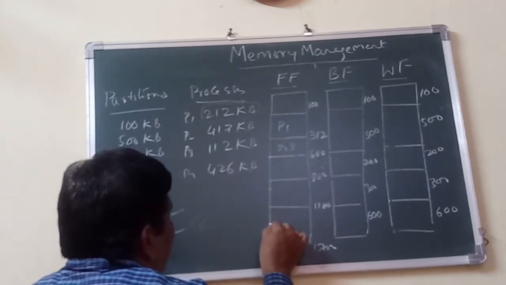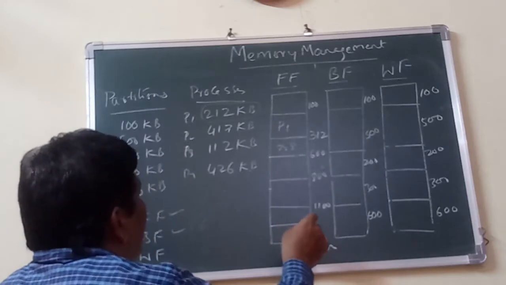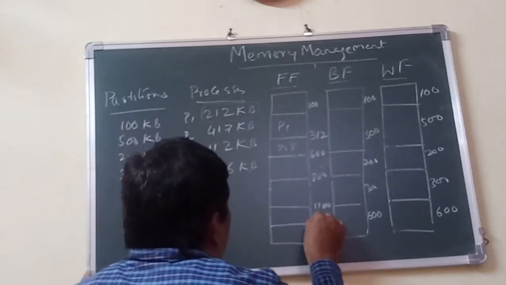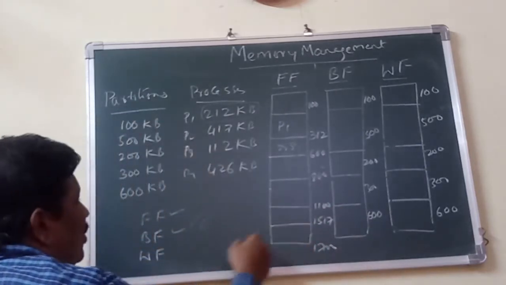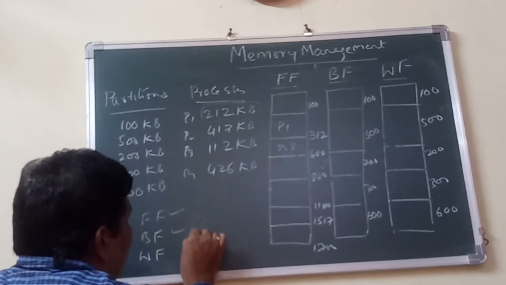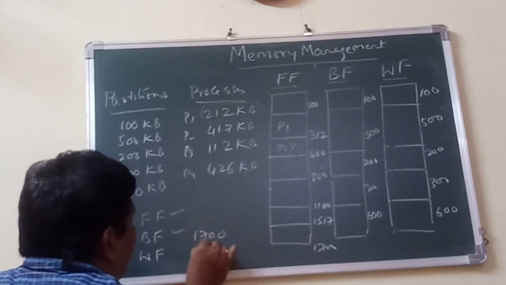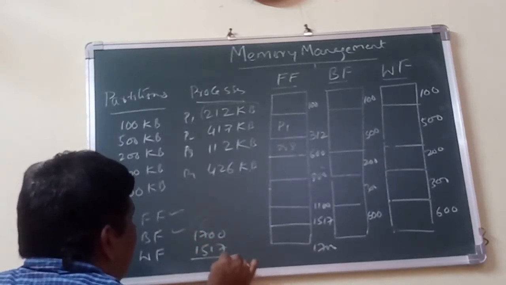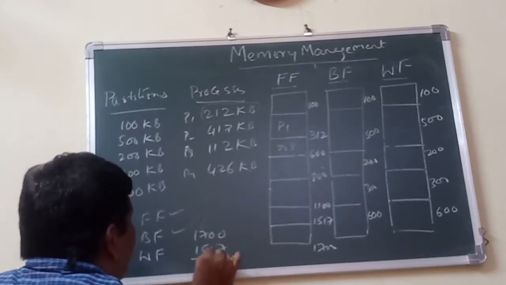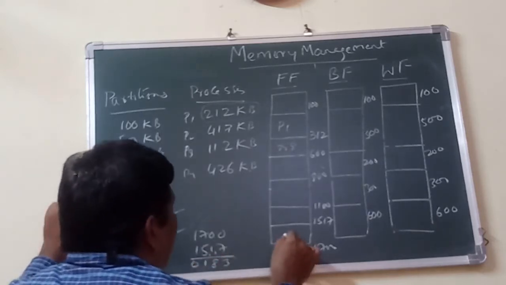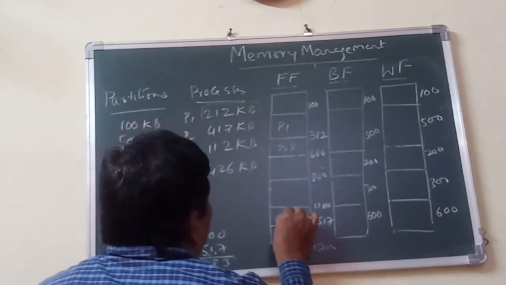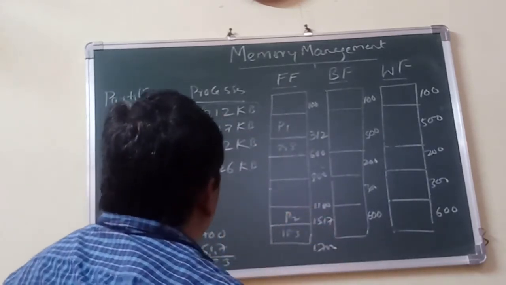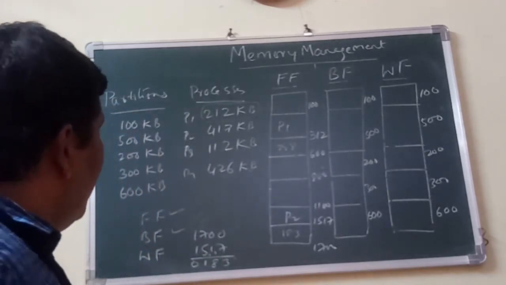So 1100 plus 417 is 1517. How much memory is still available here? It is 1700 minus 1517, so 183 is still available. Assume that here we have accommodated process P2.